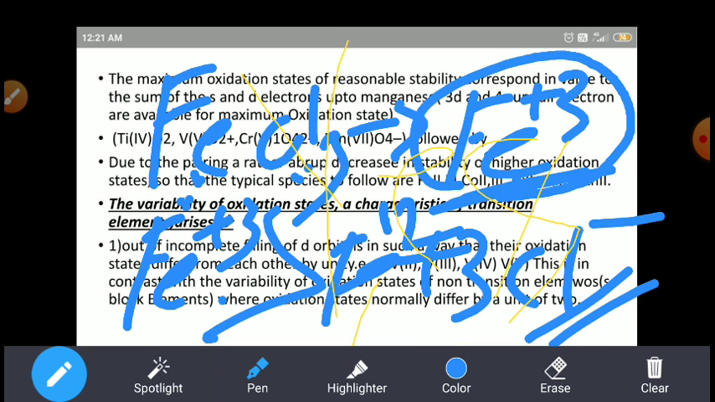After manganese the oxidation state decreases, right? If higher oxidation state after manganese... We are not discussing the stability. First, we are discussing the oxidation state here. Okay, look here.